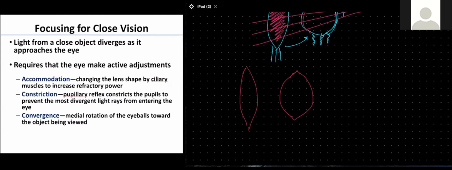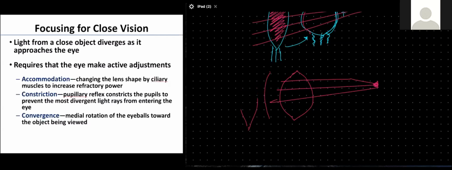So in order to increase the convergence power of the lens for me to focus those light rays on my retina, and for the vision to not be disturbed, what will I do? I will add a lens from outside to converge those light rays before they reach my own lens.